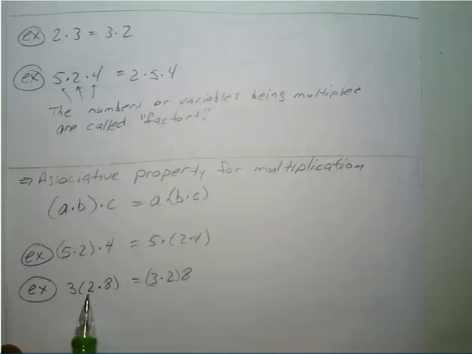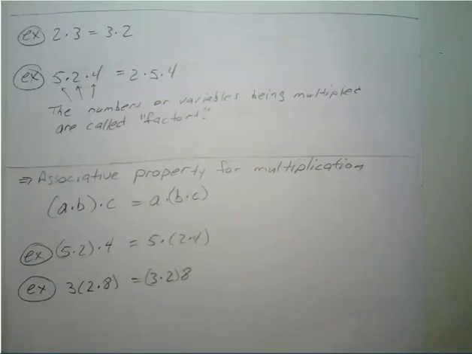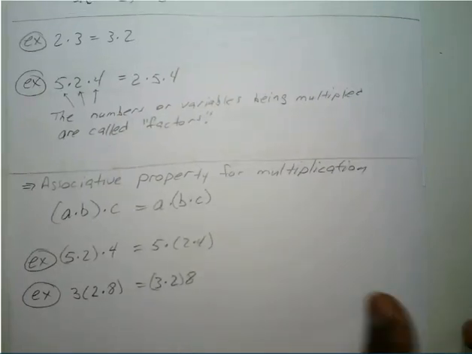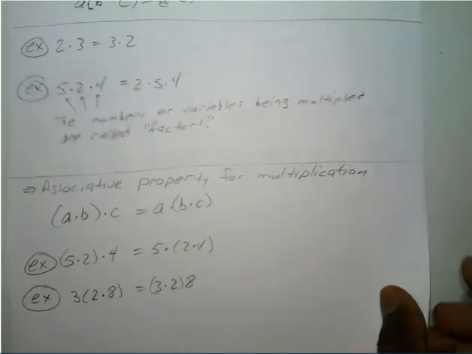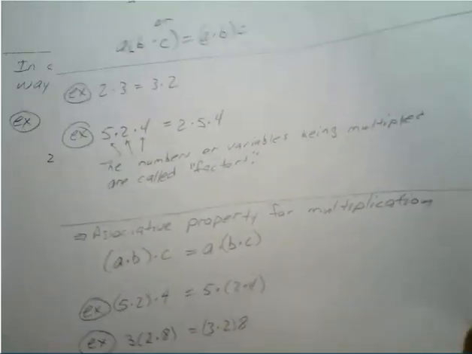Okay, same thing here. If you do 2 times 8, you get 16, and 16 times 3 is 48. You do 3 times 2, you get 6, and 6 times 8 is 48. Okay. All right. So, if you are still writing this, feel free to press pause, but we're going to go ahead and move on to our next page.